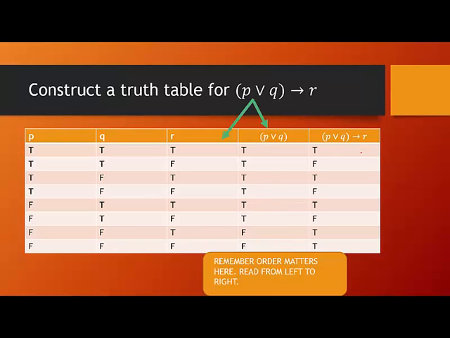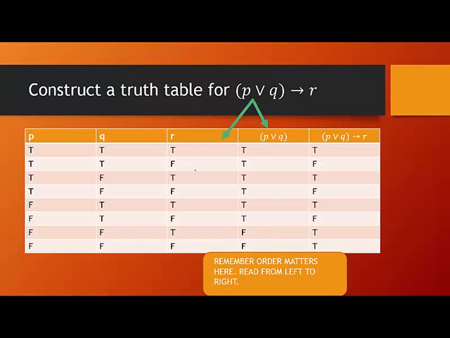We're doing implies R. Pay attention. I'm doing this P or Q, and then I'm implying R. So I really want to read from the P or Q over to the R. So this is true, true is true. True, false is false. True, true is true. True, false is false. True, true is true. True, false is false. But then false, true is true, and false, false is true.